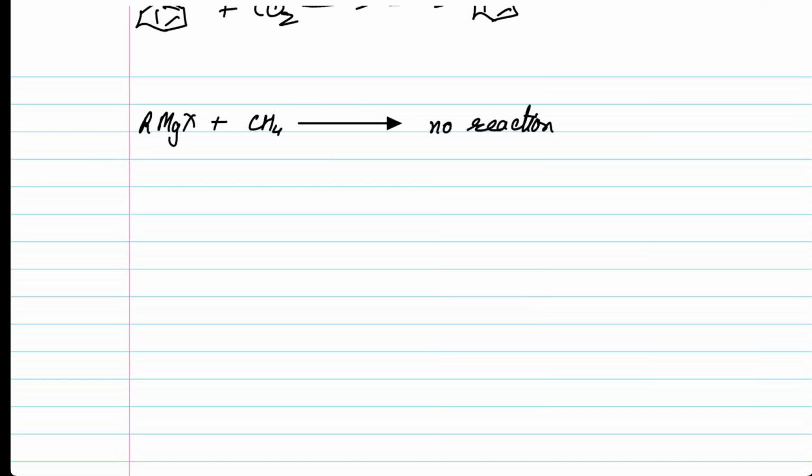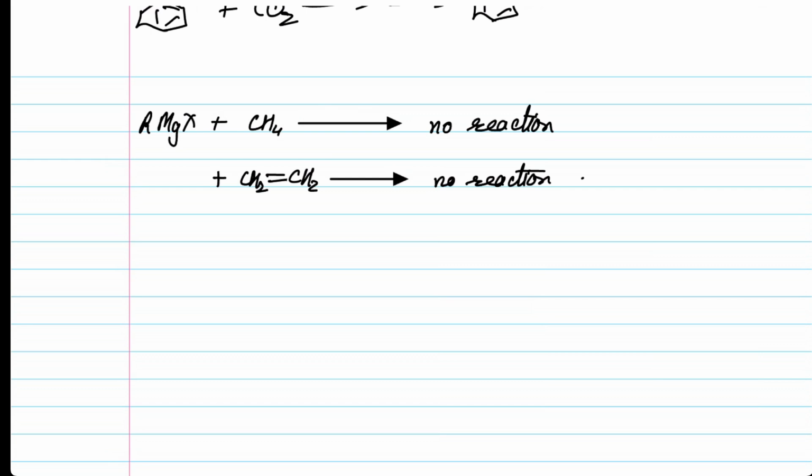Now let's react the Grignard reagent with ethene, that is, an alkene. In case of an alkene, the Grignard reagent will not be able to attack because the alkene has an electron cloud above and below the plane of the molecule. So an electron-rich species will not be able to attack the alkene. So with alkene also, we do not get any reaction of the Grignard reagent.